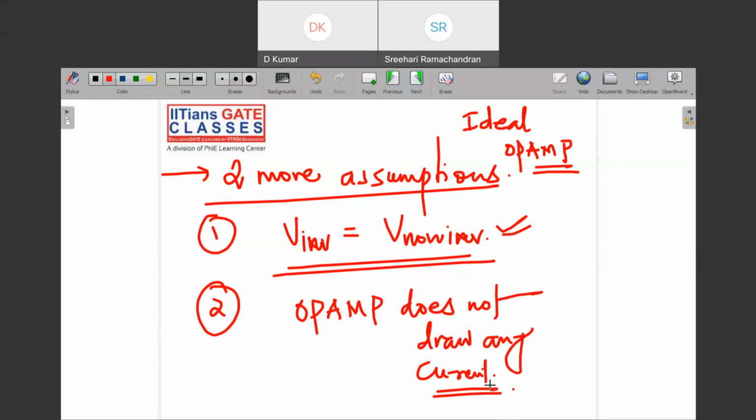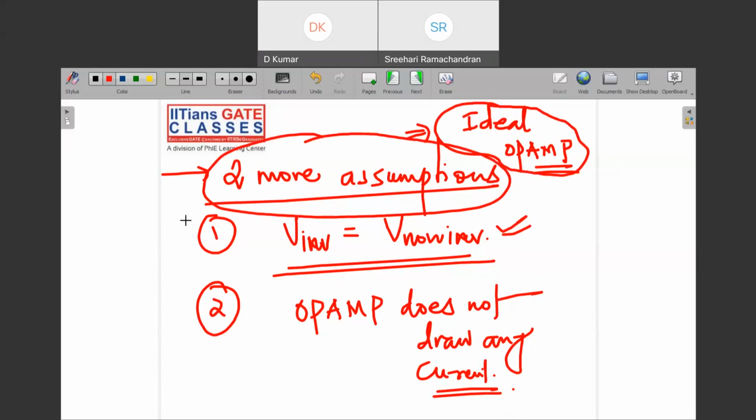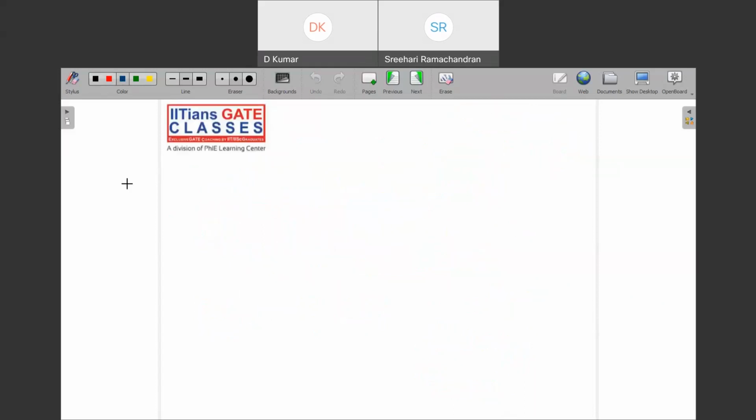The input resistance is very high. I'm talking about the ideal op-amp, remember? These are the two important realistic assumptions which you have to keep in mind. Then you will be able to solve any problem, so we will take various problems.